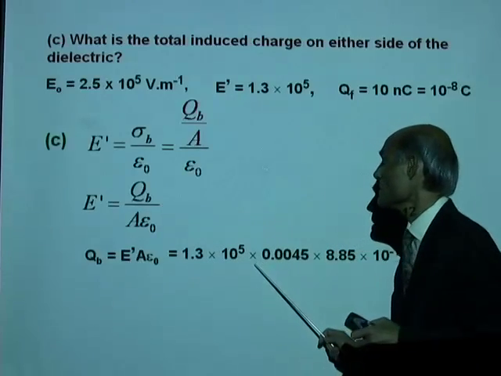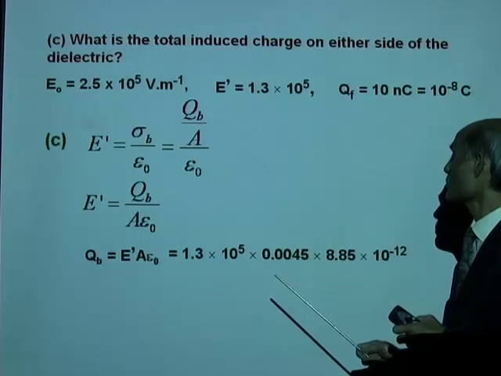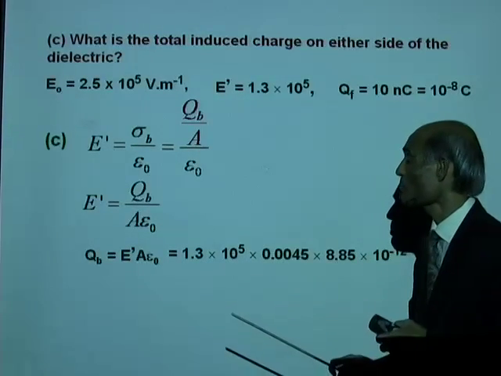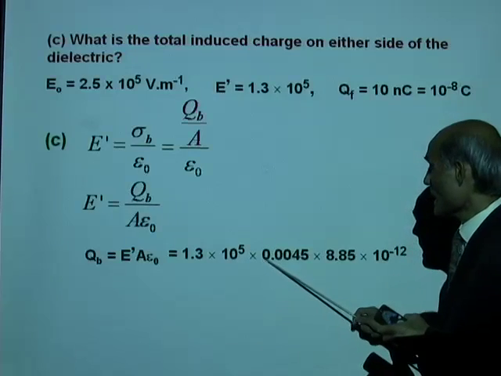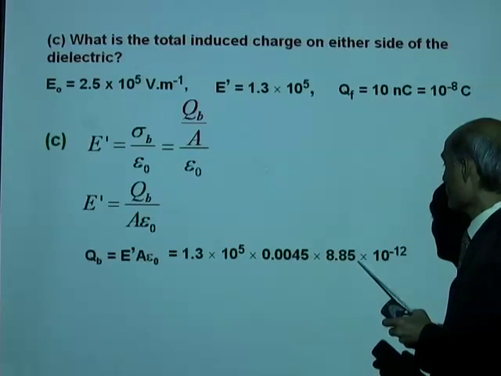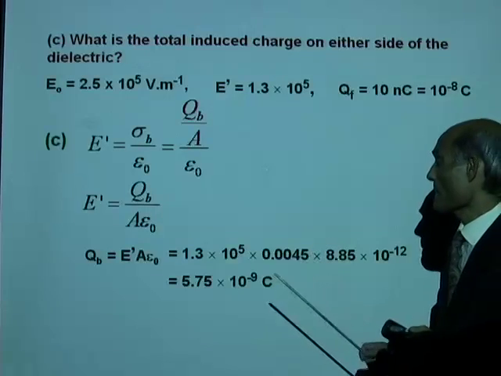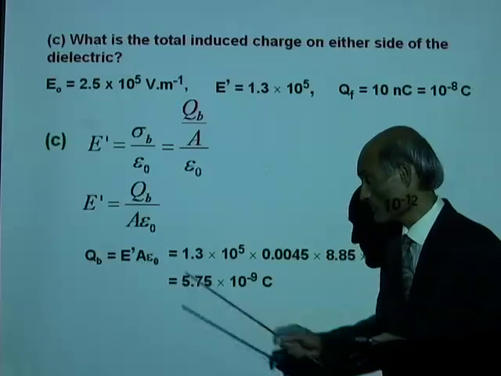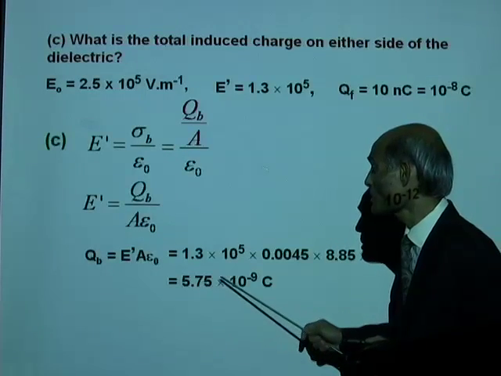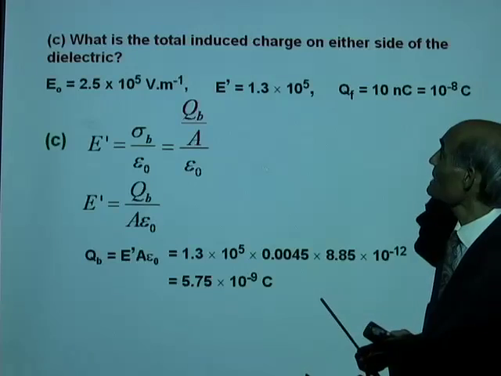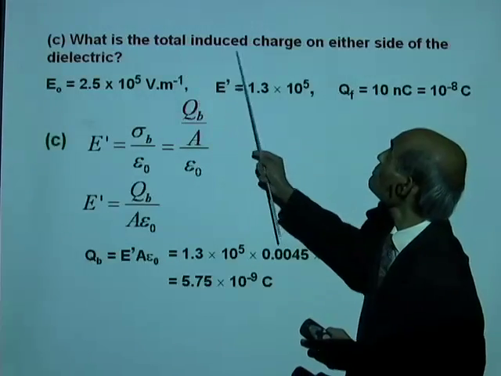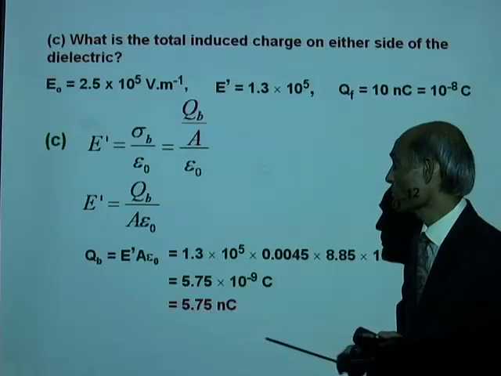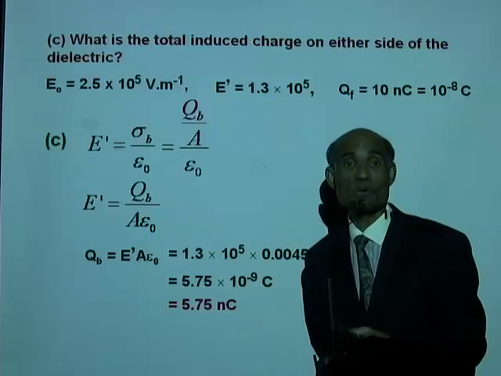We calculated A. A is 0.0045 meter square. So E prime is given to be 1.3 times 10 to the 5, and this is our area, and this is epsilon naught. And therefore QB, the bound charges on the dielectric, is 5.75 times 10 to the negative 9, and that is the total induced charge on either side of the dielectric, and that will be 5.75 nanocoulomb.